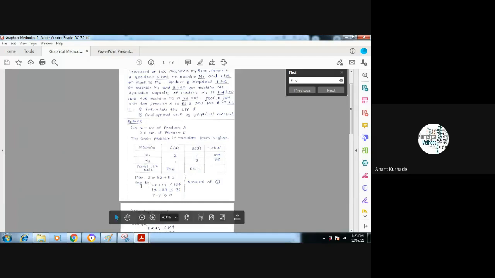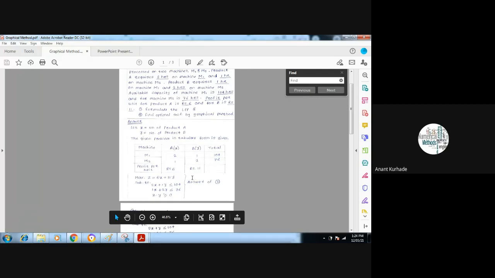Now, subject to constraints. How many constraints do we have? Two constraints. The first constraint is 2x plus 1y is less than or equal to 104. Why less than or equal to? Because this problem is with maximization, so machine M1 has to work equal to 104 or less than 104. And the second constraint is 1x plus 2y is less than or equal to 76. And what is last? This is very important. As we already discussed, x comma y is always greater than or equal to 0. If you forget to write this, you can lose your marks.